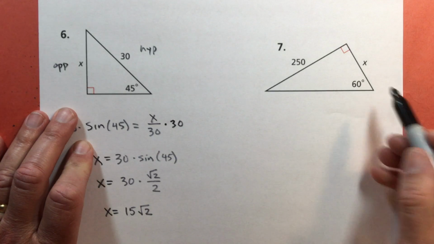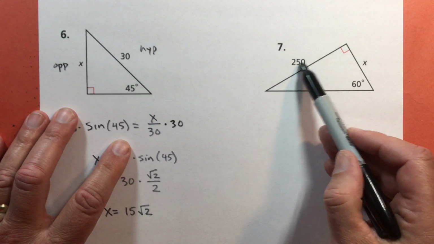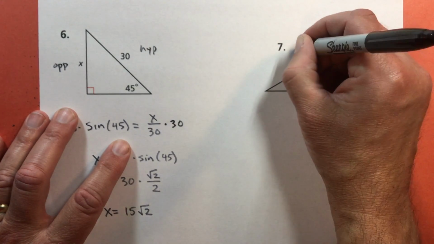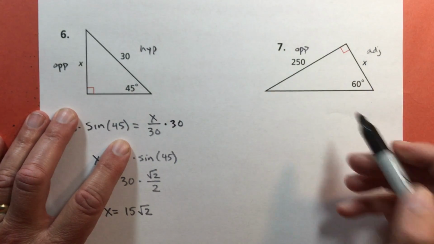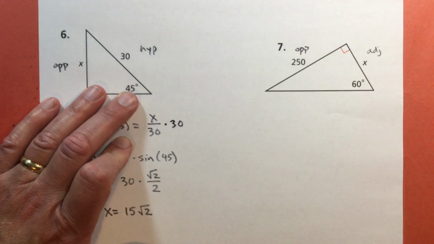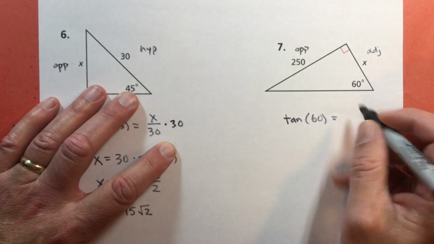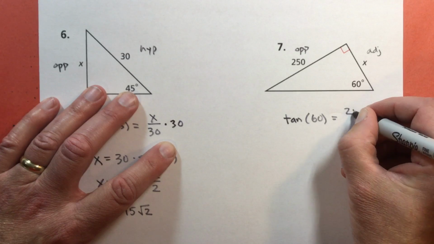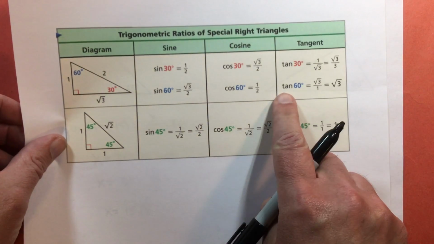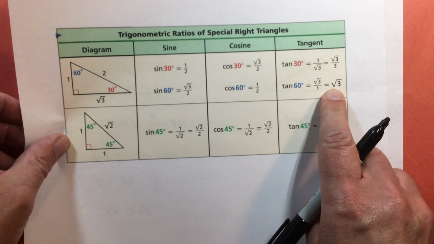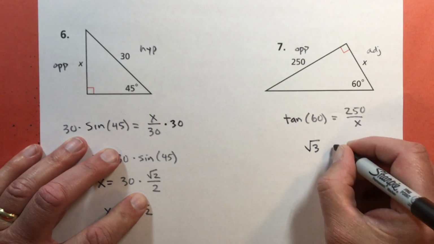Problem number 7. So here's my 60 degrees. This is a 30, 60, 90 triangle. I have this side, which is opposite the 60 degrees, and this side, which is adjacent. Opposite over adjacent is tangent. So I have tangent of 60 degrees equals 250 over x. Let's find my tangent. Tangent of 60 degrees is just the square root of 3. You can write it square root of 3 over 1. Let's see what happens. I think all I need to do is just write square root of 3.